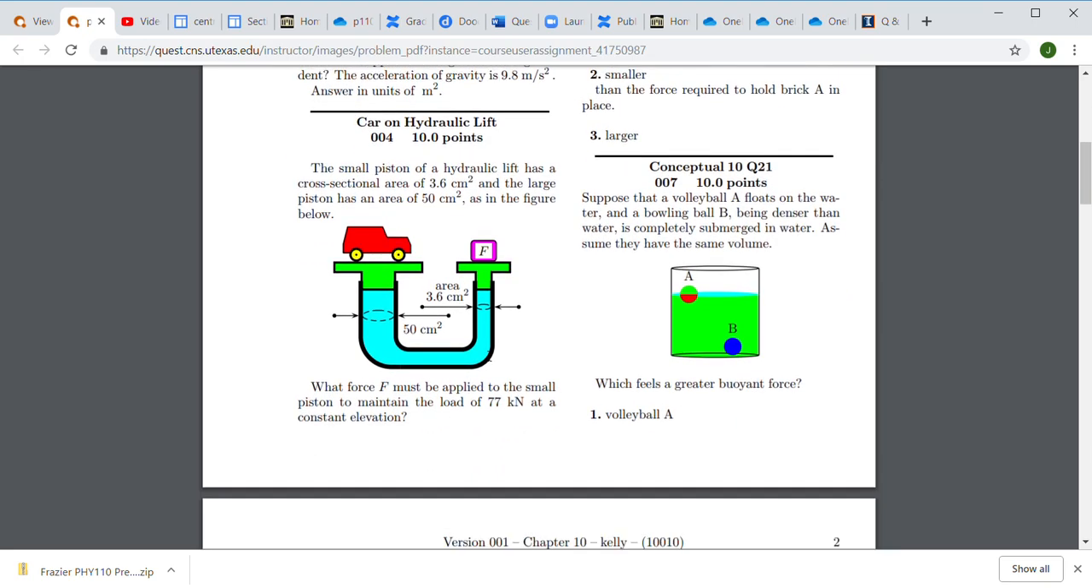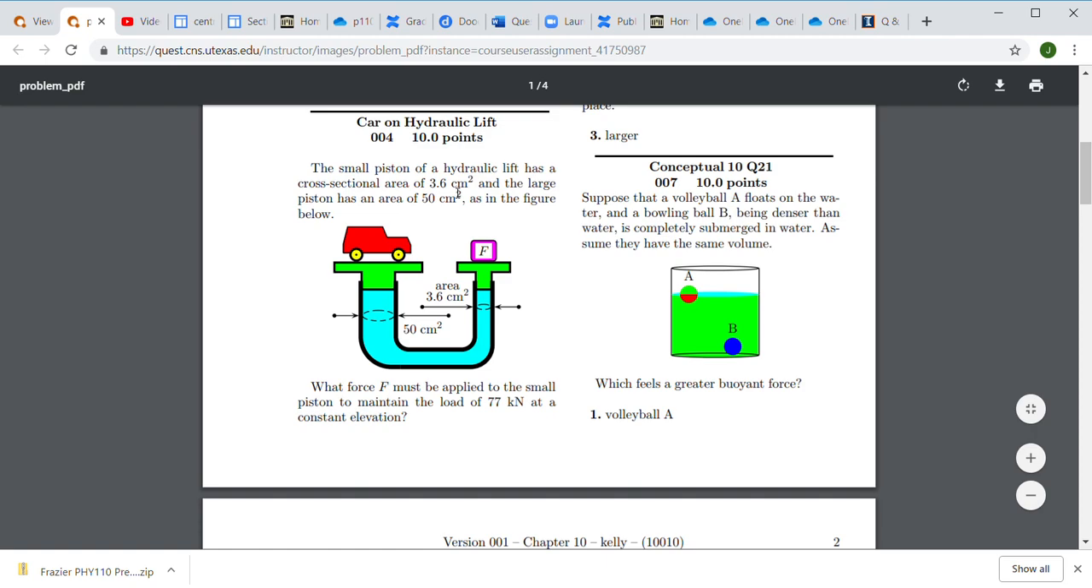Next question. Similarly, we have a small piston that has a cross-sectional area of 3.6 square centimeters, and a large piston with a larger surface area.